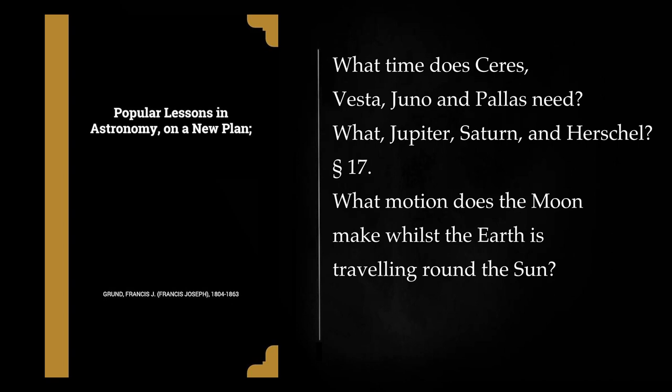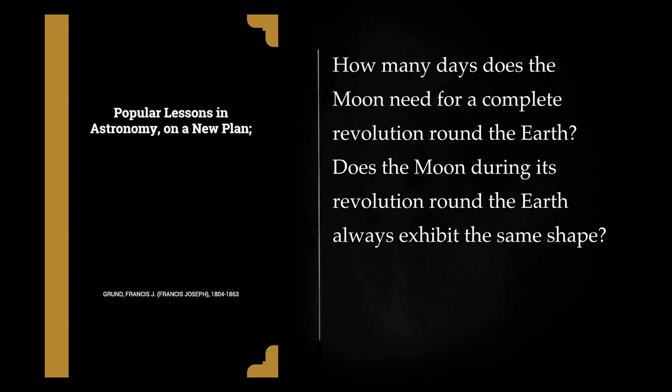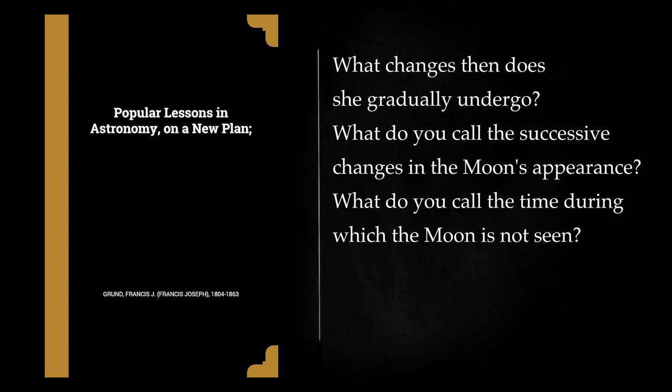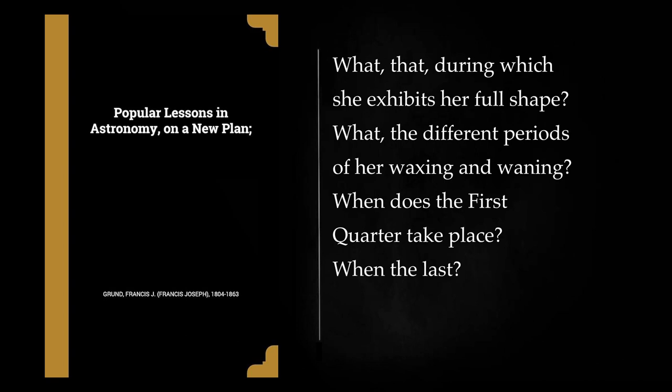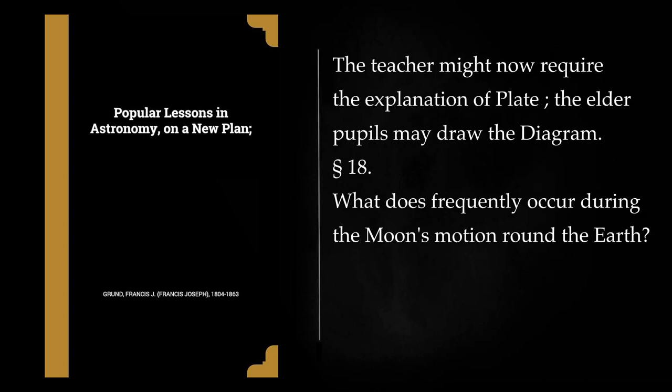Section 17. What motion does the moon make whilst the Earth is traveling round the sun? How many days does the moon need for a complete revolution round the Earth? Does the moon during its revolution round the Earth always exhibit the same shape? What changes then does she gradually undergo? What do you call the successive changes in the moon's appearance? What do you call the time during which the moon is not seen? What, that, during which she exhibits her full shape? What, the different periods of her waxing and waning? When does the first quarter take place? When the last? The teacher might now require the explanation of plate, the elder pupils may draw the diagram.